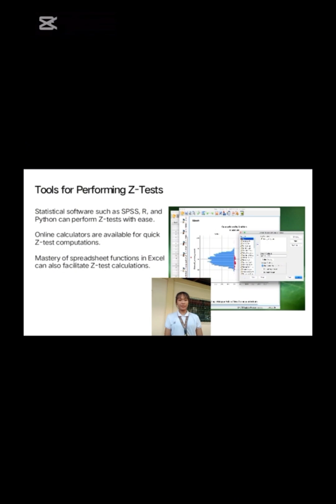Tools for performing z-tests. Statistical software such as SPSS, R, and Python can perform z-tests with ease. Online calculators are available for quick z-test computations. Mastery of spreadsheet functions in Excel can also facilitate z-test calculations.